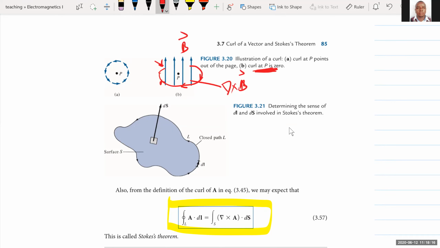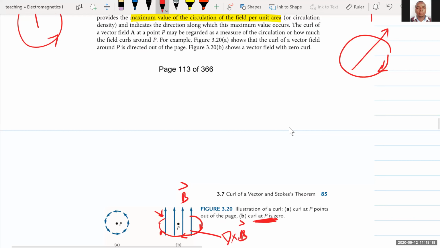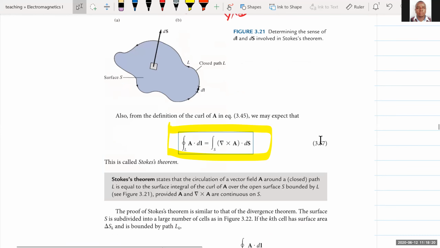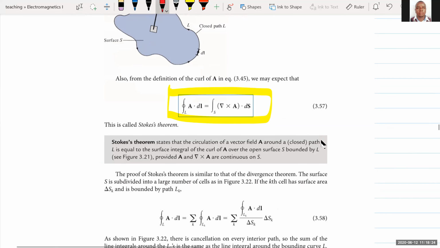So let's see, what does figure 21 say? We are going to refer to figure 21 later. From the definition, we now come to what is called the Stokes theorem. And the Stokes theorem is defined by this equation. The derivation of the Stokes theorem comes down here, which we don't actually want to delve into too much.